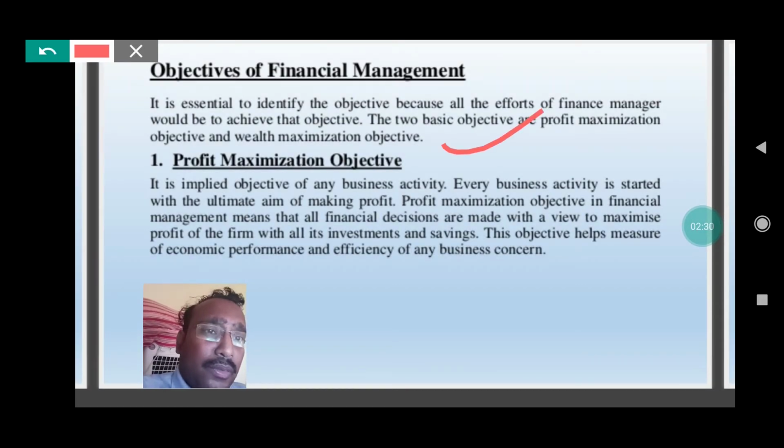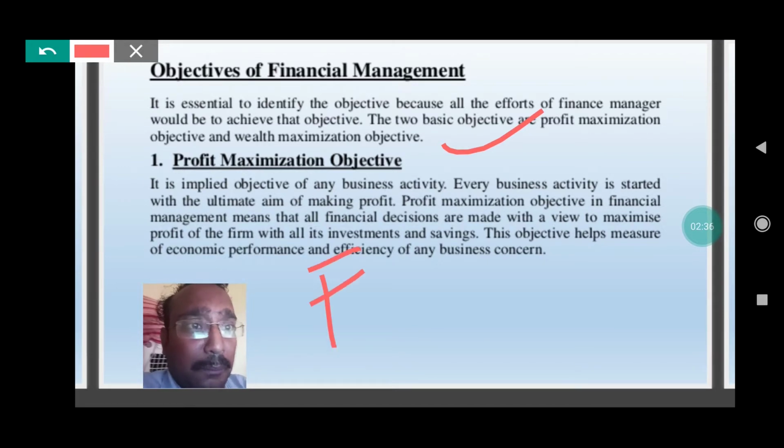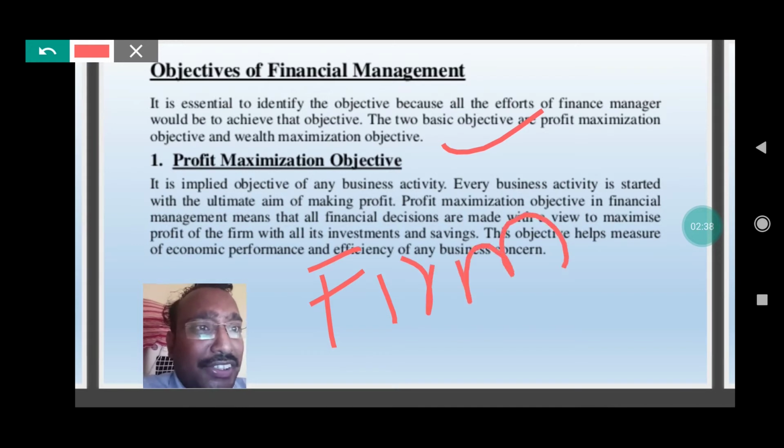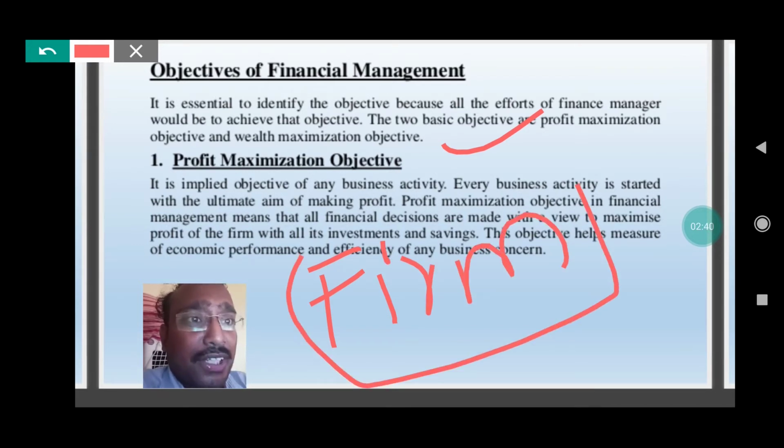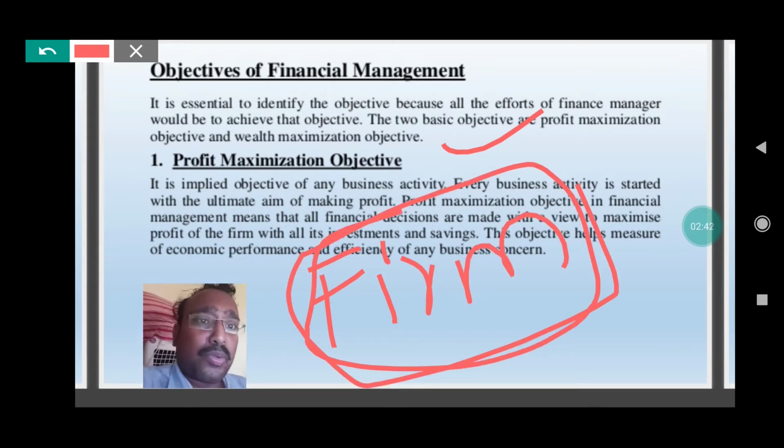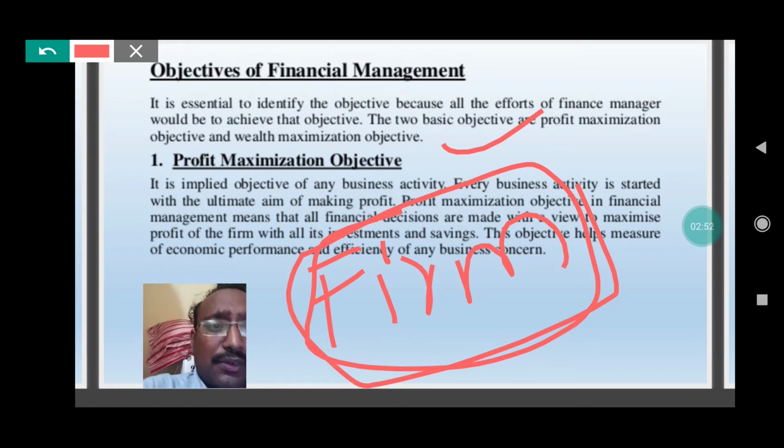Now profit maximization means, in simple words, increase the profit of a firm. Please understand that the intention here is to increase the firm's profit. Firm's profit ಅಂದ್ರೆ ಏನ್ರಿ? ಸಂಸ್ಥೆಯ ಲಾಭವನ್ನು ಹೆಚ್ಚಿಸೋದು, to increase the profit of the business. So that is called the intention ಅಂತ ನಾವಲ್ಲಿ ಹೇಳ್ತೀವಿ. So in simple words, profit maximization implies that we increase the profit of the firm.